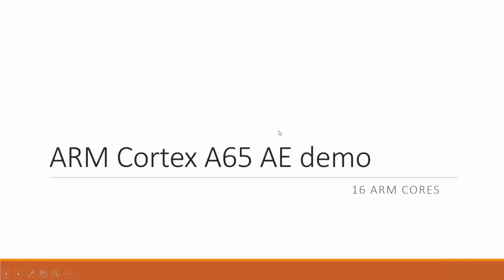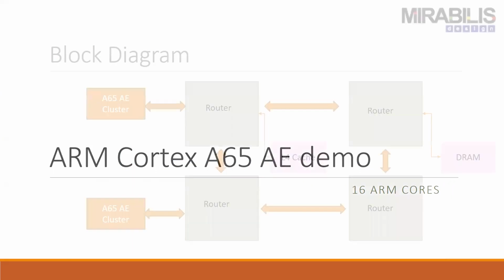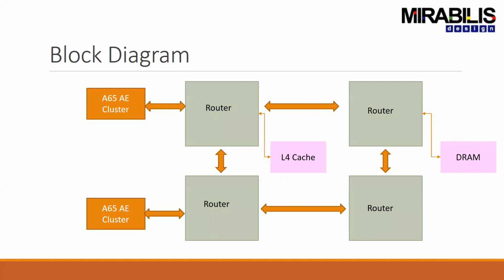Now that we have completed the use case study for a multimedia system, let me show you how we can scale up that design to maybe a 16-core demo model using network on chip. This is a block diagram of the system where we have two A65AE clusters connected to two routers, and we have an L4 cache and the DRAM connected to router R112.